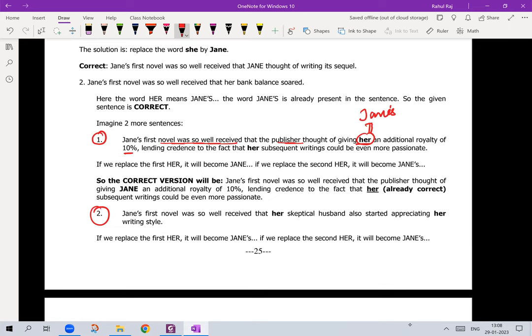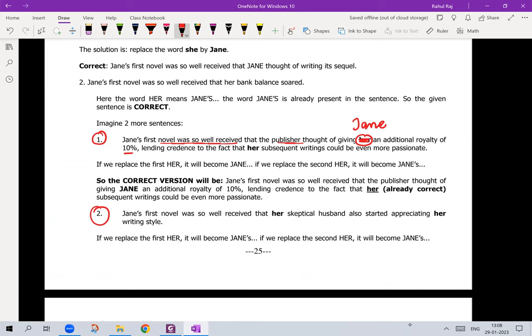Anyone, any doubt? Abhishek, Ullar, Narendra, Harendra? No, clear. No, Rahul, clear. So this "her" is absolutely perfectly wrong. Not fine. I'm so sorry. It should be Jane because we are talking about Jane. Apurva, is this clear? Yes, Rahul, it's clear.